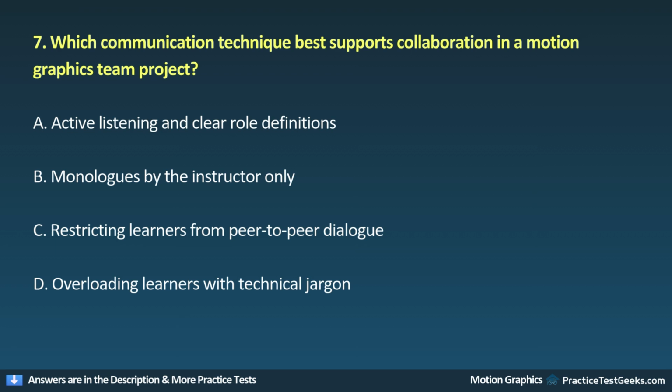7. Which communication technique best supports collaboration in a motion graphics team project? A. Active listening and clear role definitions. B. Monologues by the instructor only. C. Restricting learners from peer-to-peer dialogue. D. Overloading learners with technical jargon.